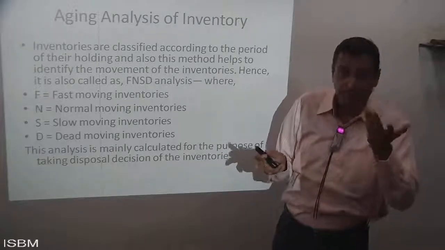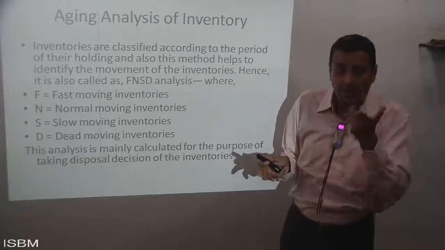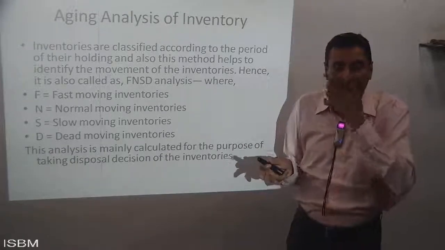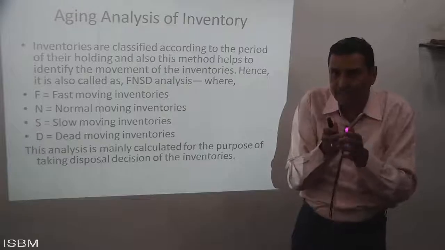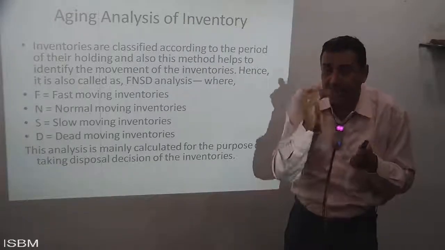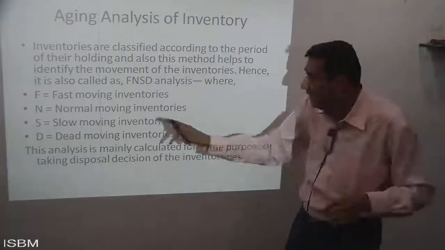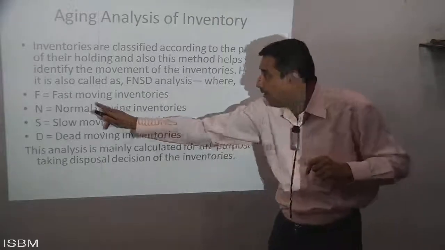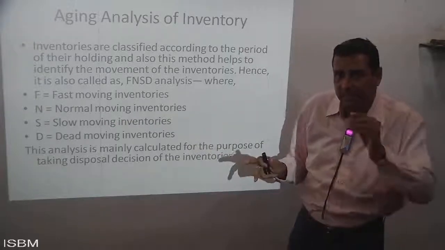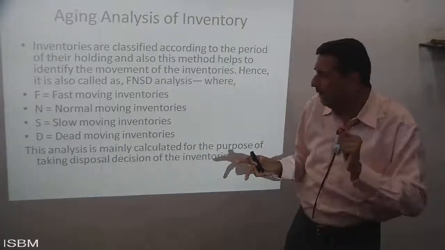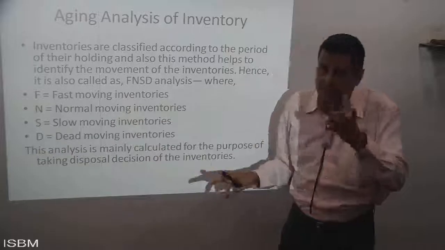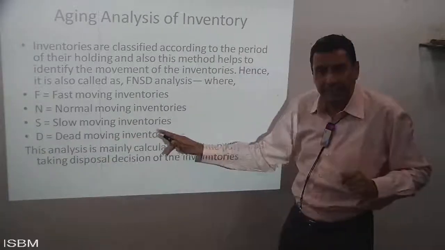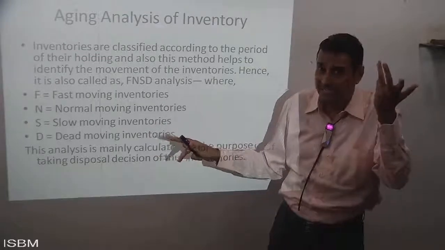Out of this, 400 could be fast moving, 200 could be slow moving, 100 could be normal moving. So it gives the organization an idea what level they should keep for each category. Fast moving, they may keep at maximum level. For normal moving, they may keep at maybe minimum level. For slow moving, they may keep at minimum level. There is no level for dead moving inventories. They are sold as scrap.